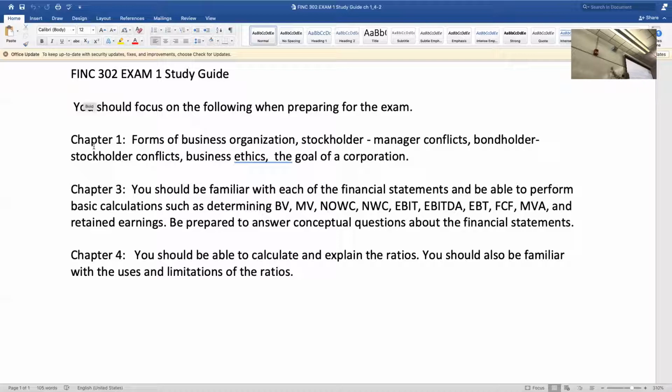You should know how to calculate the DSO, days sales outstanding, total asset turnover, and the times interest earned. The ROE, the profit margin, and the PE ratio. Okay, so these are the ratios you definitely want to pay particular attention to.